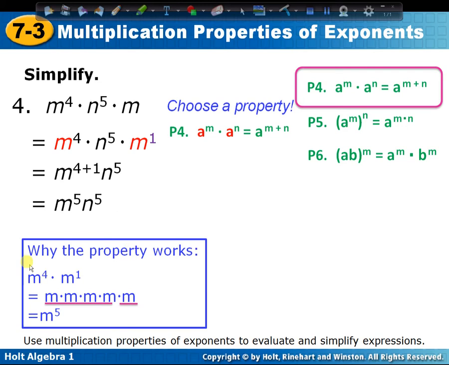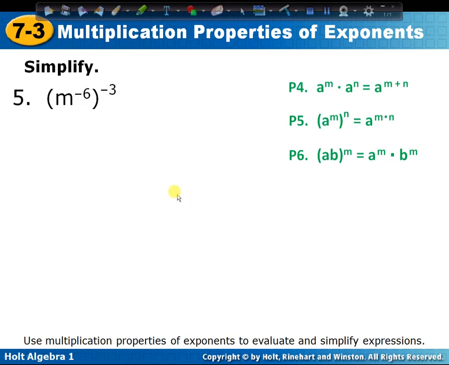And if you want to know why this property works, look down here, and it says m to the 4th times m to the 1st gives you m times m times m times m times m, or 5 m's, m to the 5th. You don't have to write down what's in blue. Just make sure that you have this work right here written down before you move on.